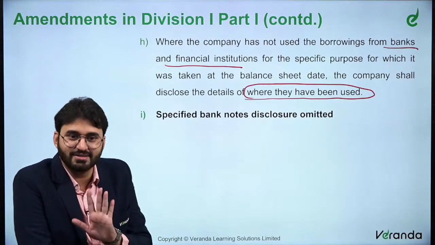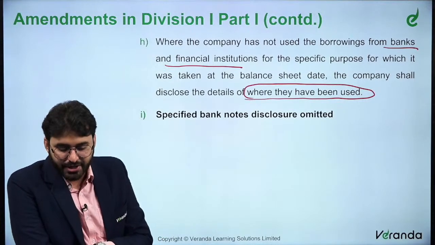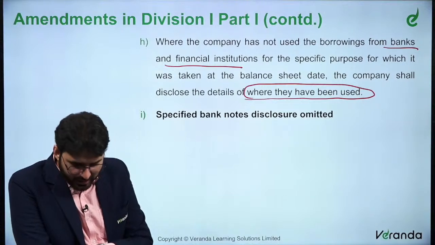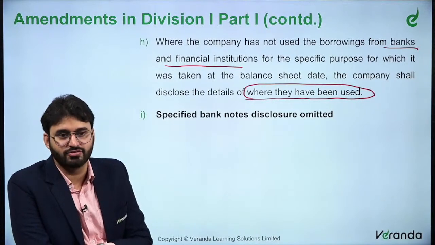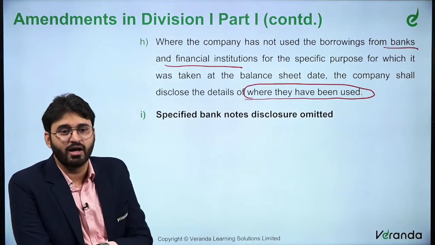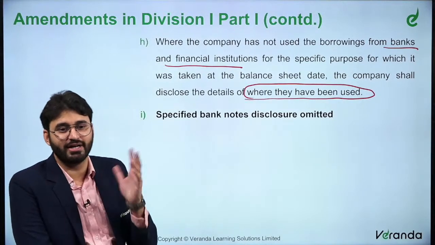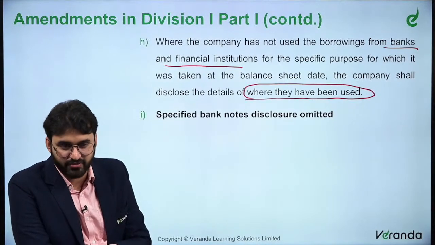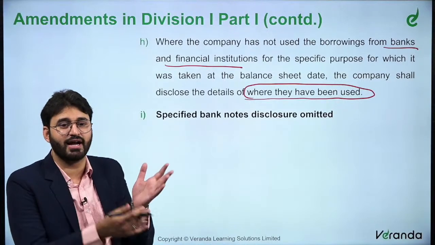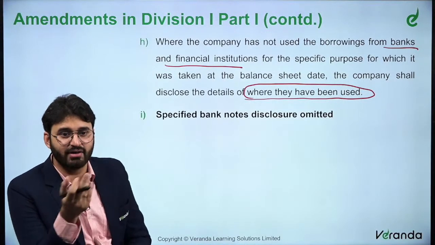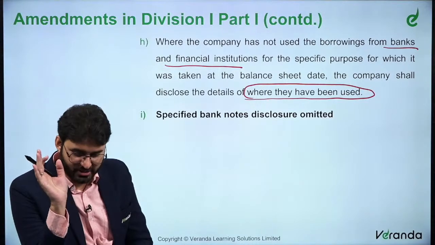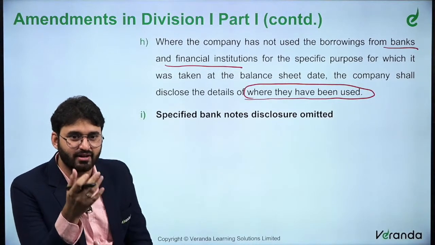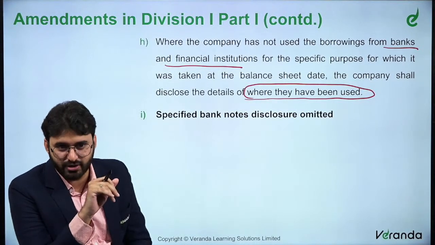now there is only one omission in the amendments. Specified bank note disclosure is omitted. So what is the specified bank note? If you remember, in 2016 there was a demonetization phase. The Honorable Prime Minister announced on one fine day in November that all the notes are banned, all the current currency is banned and new currency will be circulated.